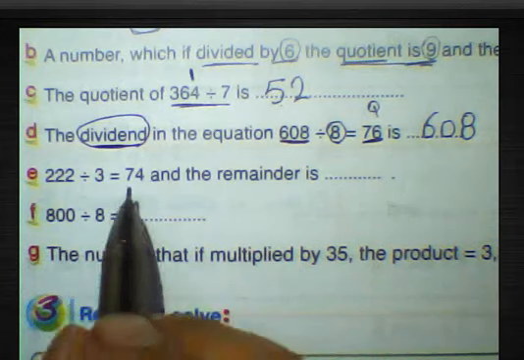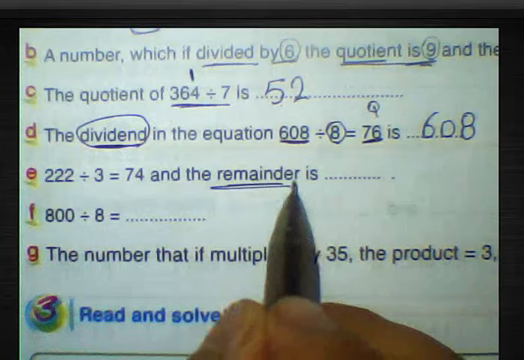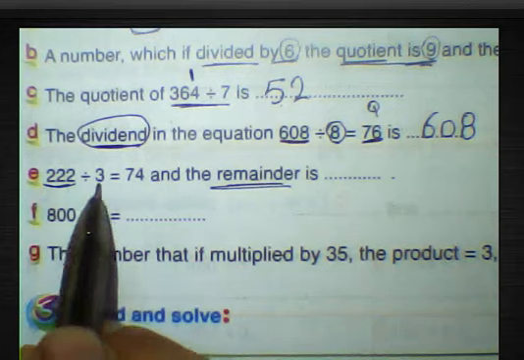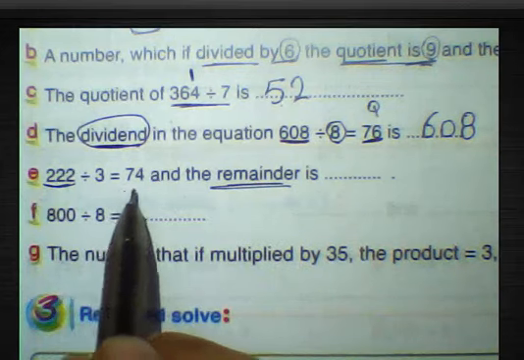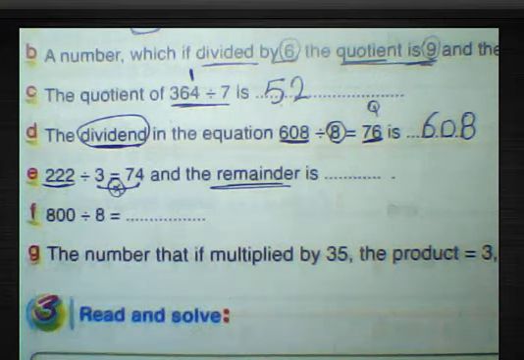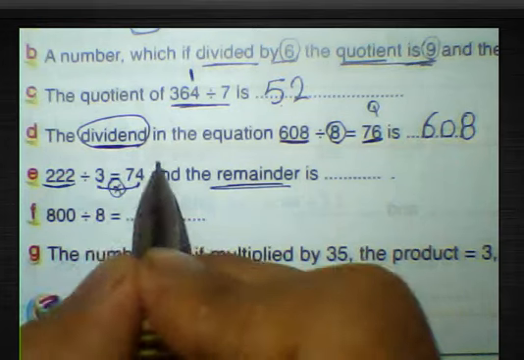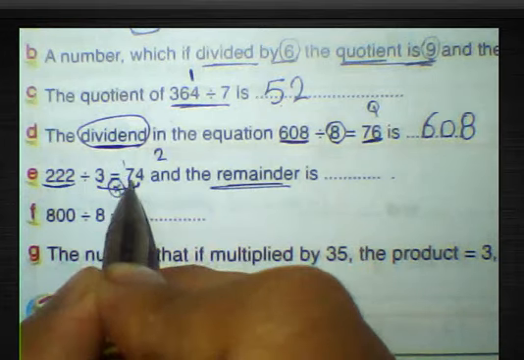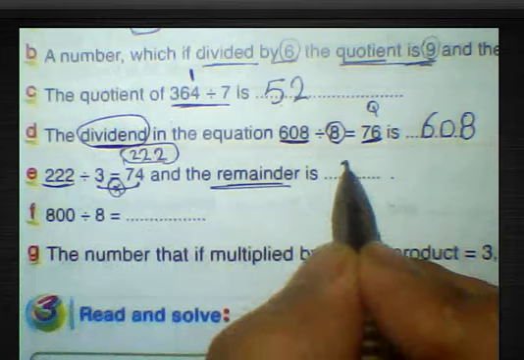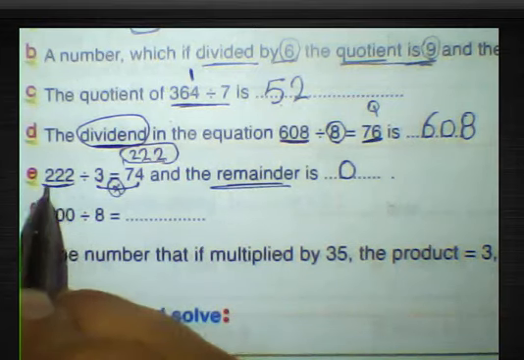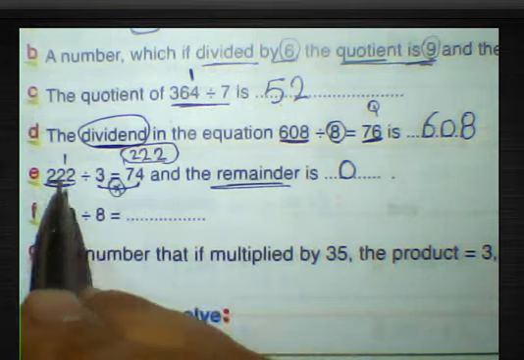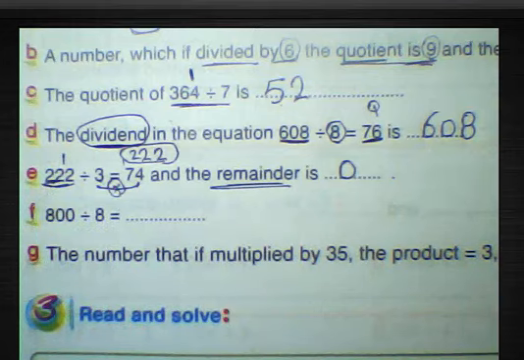222 divided by 3 equals 74 and the remainder is... you want to find the remainder. Okay, look here. You can find the remainder by multiplying the two numbers here, and the difference between the result and 222 is the remainder. 3 times 4 equals 12, write 2 and carry 1. 3 times 7 equals 21 plus 1 equals 22. Then the remainder equals 0. Again, I want to solve this example by another method. 22 divided by 3 equals 7 and the remainder 1. 12 divided by 3 equals 4, then we don't have any remainder here.